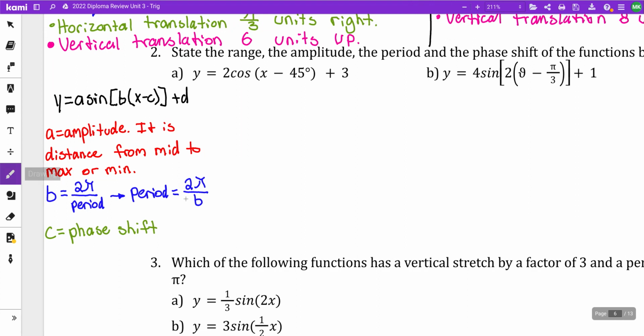And my D value is our midline. It cuts your graph perfectly in half. Sometimes your midline is also called the average. Haven't seen it a lot in Dash 1. But it is technically the average of your graph. There's an equal amount on top as there is on the bottom. It averages out to the middle.